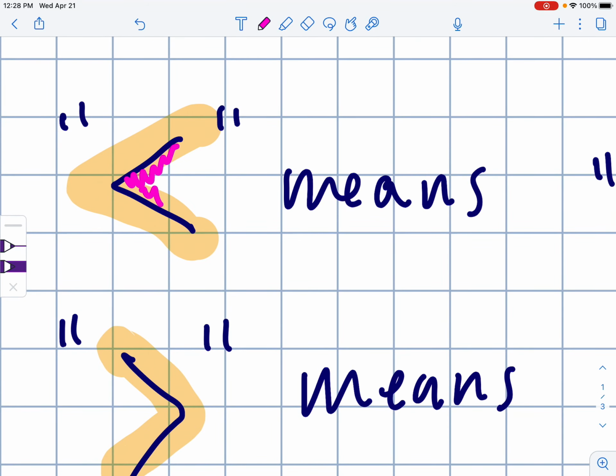Nom, nom, nom. Alligator. I don't know if I shouldn't have gone down this route. I can't make it look like it. Is that an alligator? Sure.